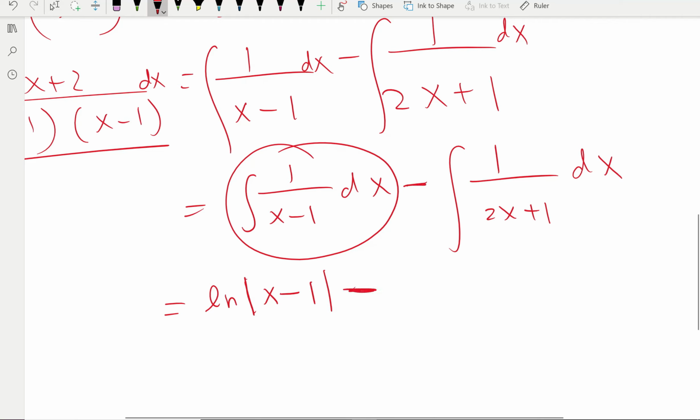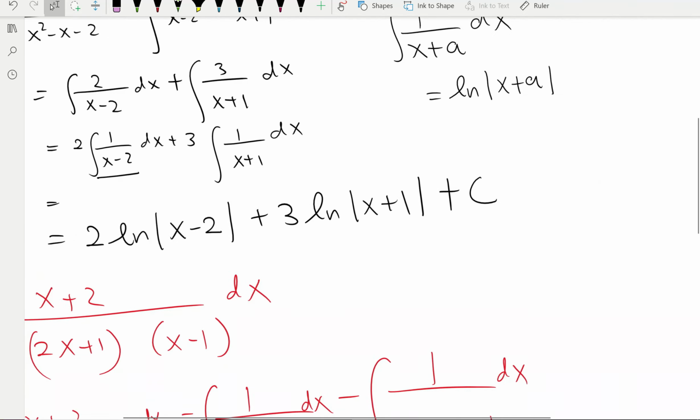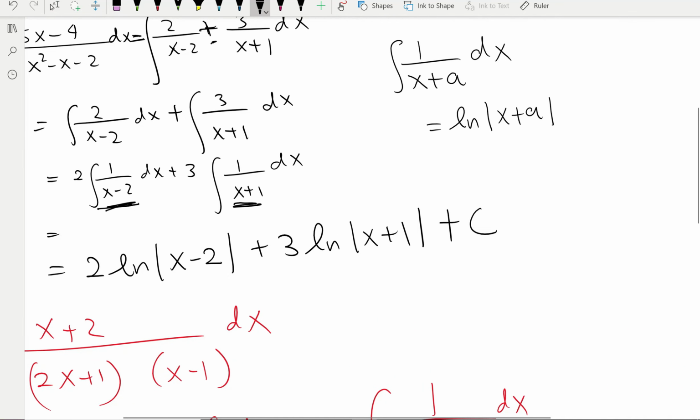Now what is the integral of 1 over 2x plus 1? Well, natural log of 2x plus 1, right? And plus c. Well, you're almost correct. There's one mistake that you make: you forget about this 2. Remember, in all the examples that I did, I never had a coefficient in front of x, even in the previous case.